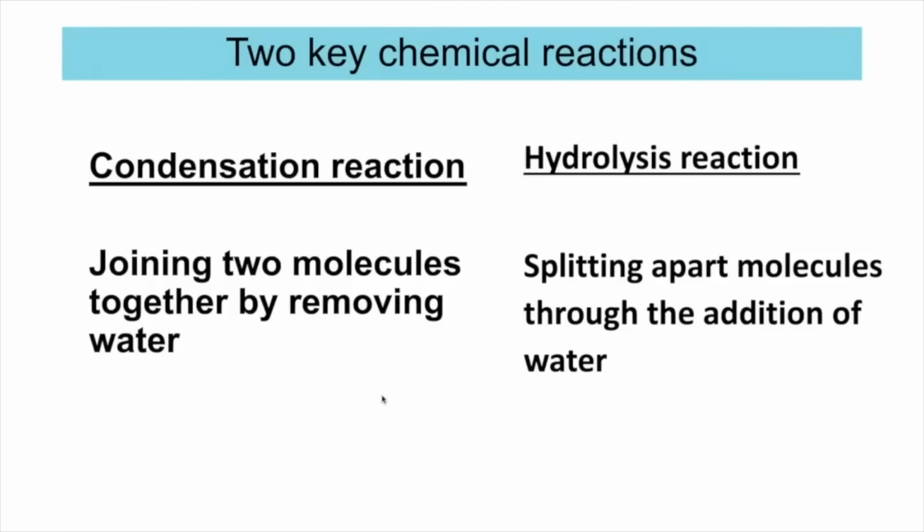So we said that disaccharides are made in a condensation reaction. That is a reaction we're going to see over and over in the biological molecules topic when making polymers, and also when making other molecules. So it's a key definition to learn, definitely one to put on a flashcard. A condensation reaction is joining 2 molecules together by removing water, and a chemical bond is formed. Hydrolysis reaction is the splitting apart of molecules through the addition of water, and a chemical bond is broken.